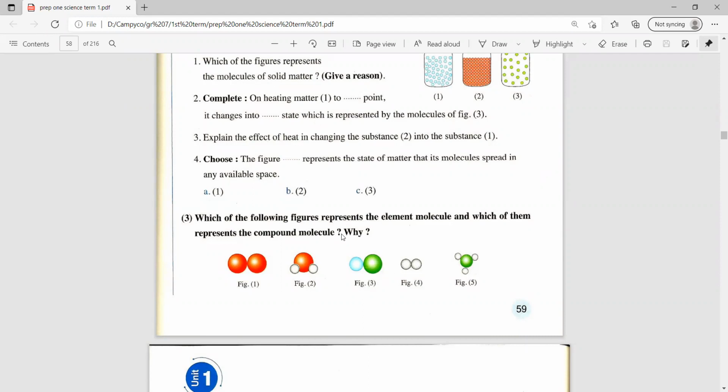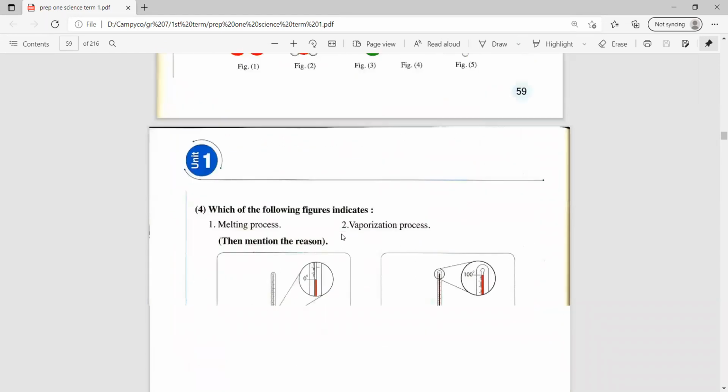Why are they elements? Because they're built with similar atoms. Very good. How about the others? The others are compounds. Yes, very good. They are compounds because each of them consists of different atoms.